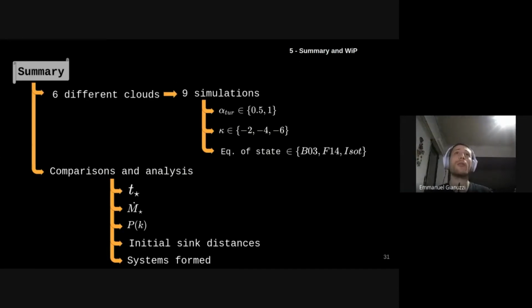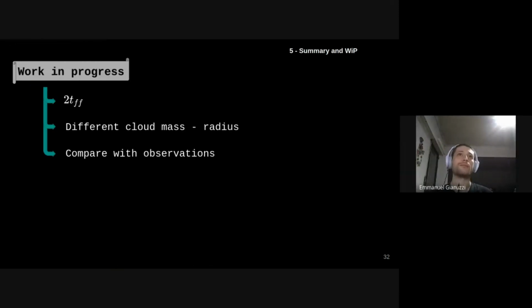Summarizing, we performed 9 simulations involving 6 different gaseous clouds we created as initial conditions. These simulations vary in the initial value of kappa, alpha, and/or equation of state used. Then we made comparisons and analysis of the evolved clouds related to their accretion rate, power spectrum, and other characteristics.